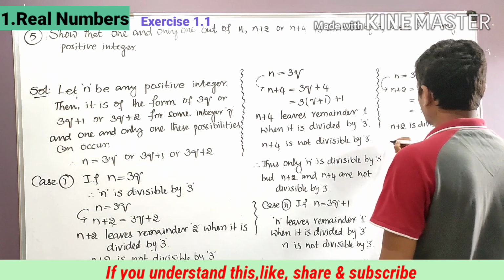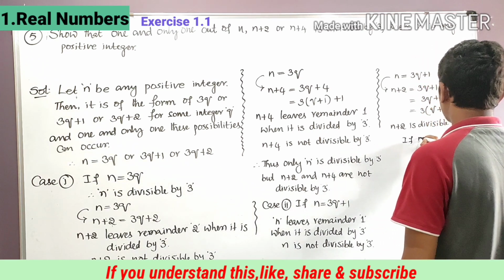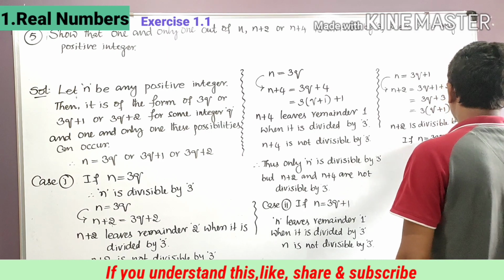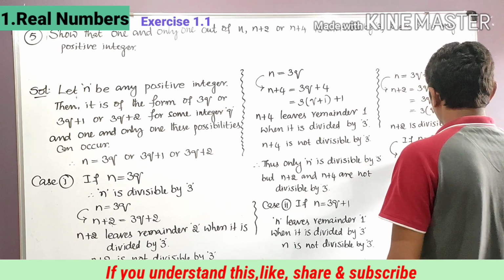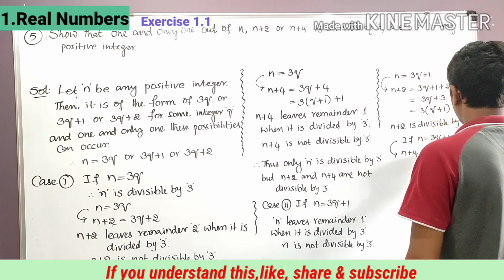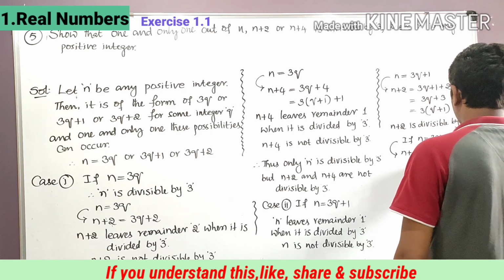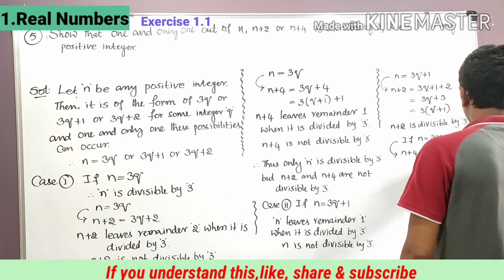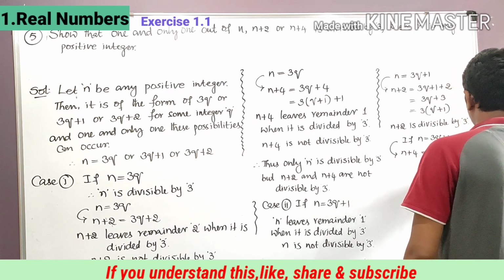So next, if n is equal to 3q plus 1, we have to check n plus 4. By adding 4 on both sides, student, n plus 4 is equal to 3q plus 1 plus 4, that is 3q plus 5. So we can write here 3 into q plus 1 plus 2.